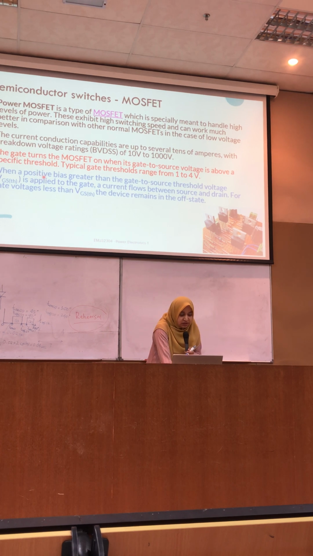Once you supply a sufficient amount of voltage at the gate terminal, your MOSFET switch will be turned on, so there will be a current flow between your source and your drain. If, let's say, you supply less than 1 volt, maybe 0.5 volt, at the gate terminal, then your MOSFET will remain in the off state.